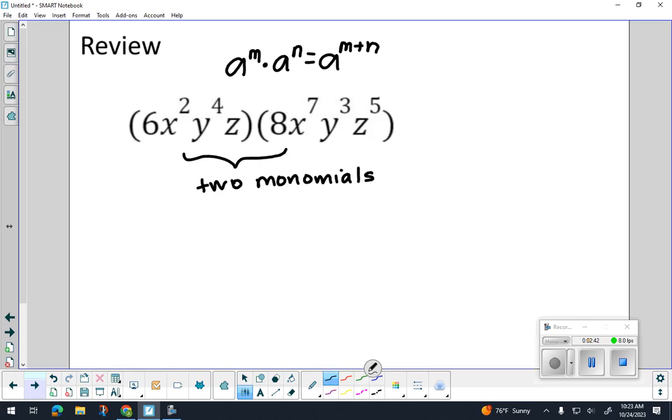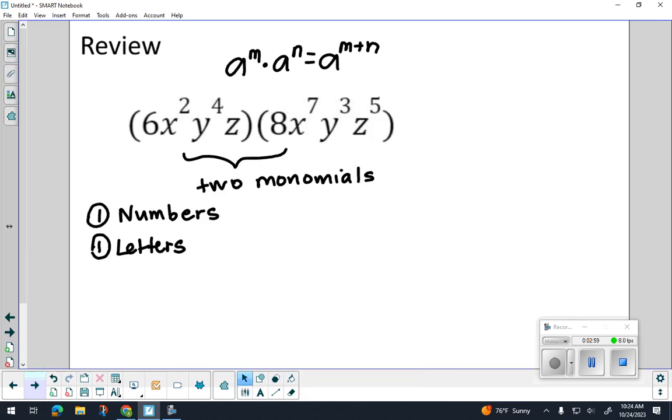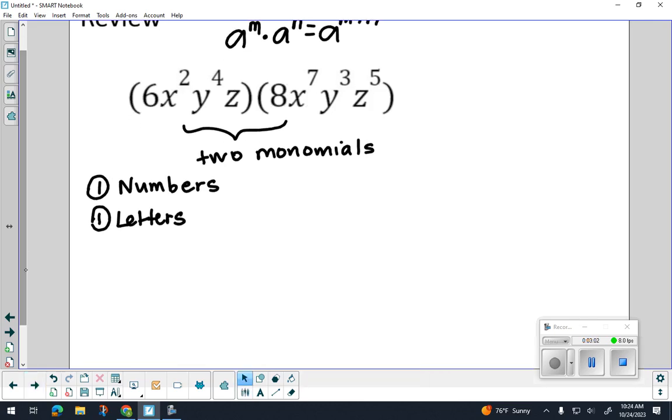What I like to do is I like to do numbers first, and then I tackle letters. And I go in order of the letters, but sometimes you have more than one. So I'm going to do X first, then Y, and then Z. Okay, so I'm going to break it down. And here's where my handy dandy color is going to come in. So grab your colors. I'm going to do the numbers first, which are 6 and 8. And we should know that 6 times 8 is 48, unless we cannot do mental math. Get that calculator. So 6 times 8 is 48.